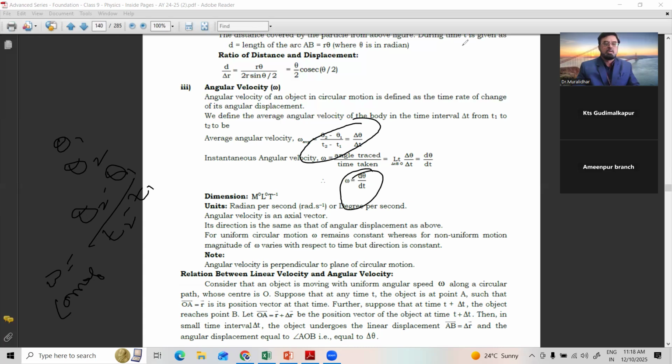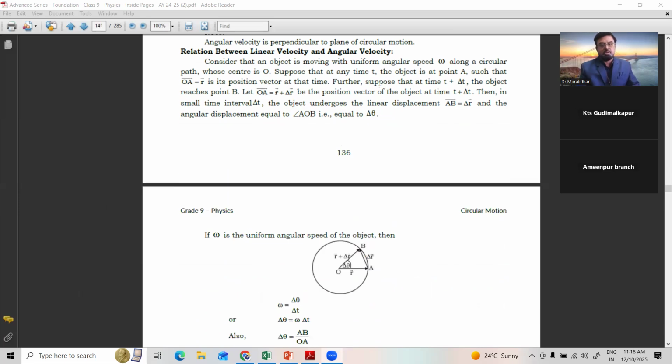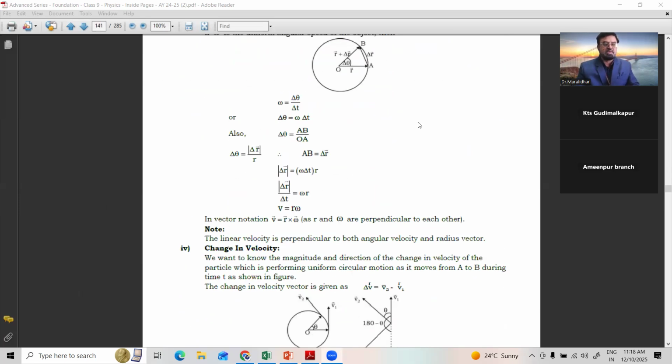Angular velocity is represented by omega, which is the rate of change of angular displacement, whereas linear velocity is nothing but the rate of change of displacement. So what is the relation? The very important thing you must remember is the relation between those two. You remember this formula, no need of derivation for us. V is equal to R omega. V is the linear velocity when a body is in linear motion, omega is the angular velocity, and R is the radius of the circle. So this is the relationship between linear and angular velocity.